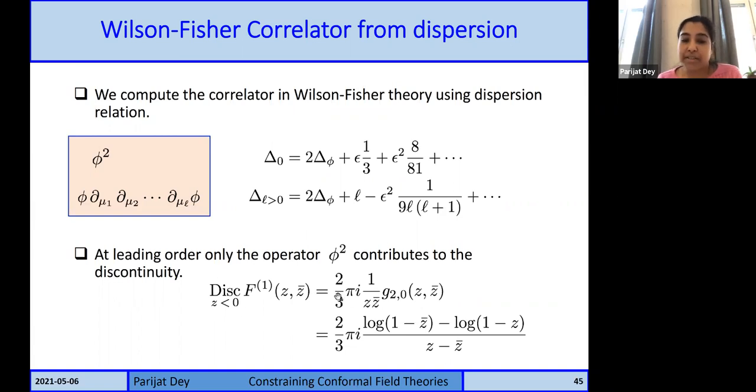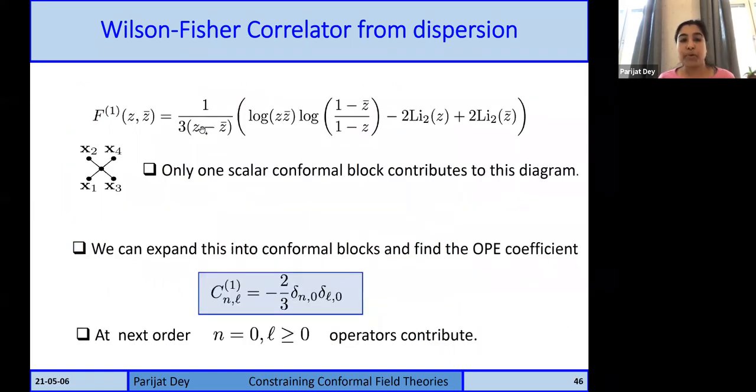From this expression, you see that there is only one conformal block, the conformal block for the operator phi square, that contributes to this diagram. And this is the discontinuity. Using this, we compute the correction to the correlator, and we end up getting this expression. So this is this diagram. We have 4 operators. This is a contact diagram, and it is coming only from a single conformal block.